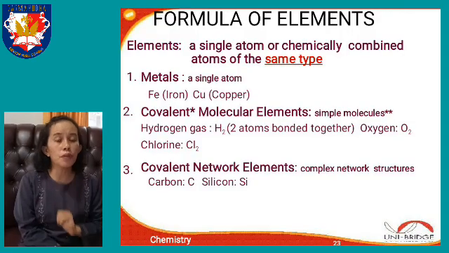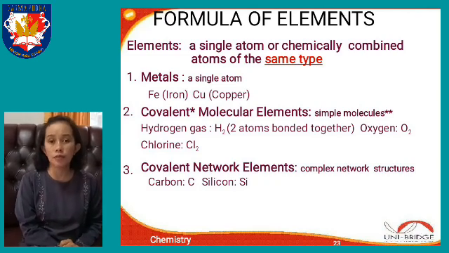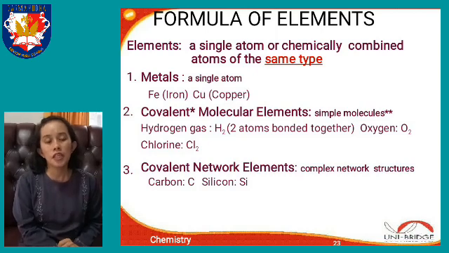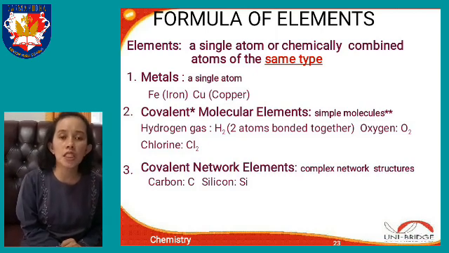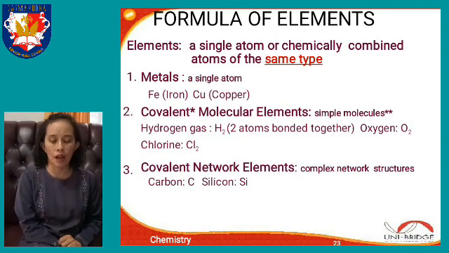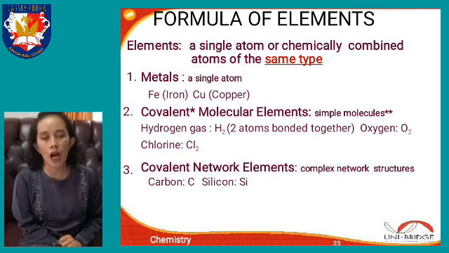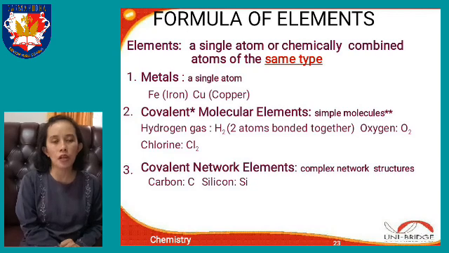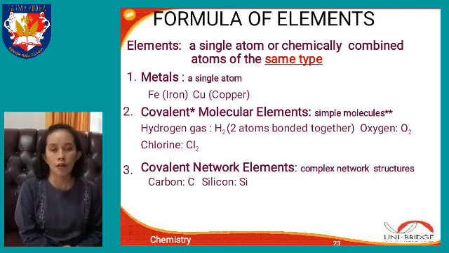Elements are classified into three groups according to the arrangement of the atoms in the element. The first one is metal. Metal is represented by its chemical symbol as its formula. The example here is iron. Iron is represented by its chemical symbol Fe as its formula.